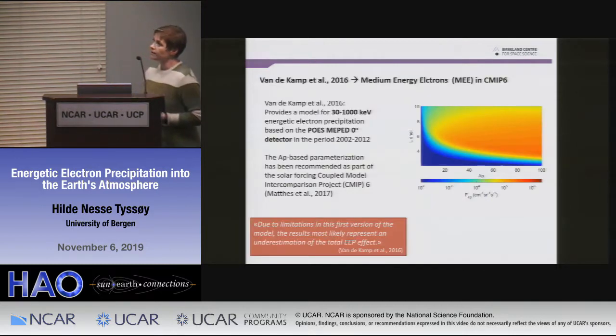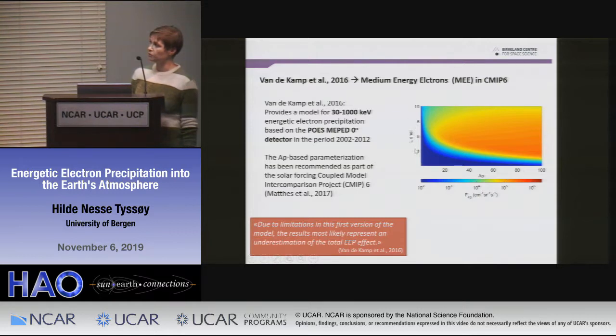But first, let's talk a little bit about this AP model that is recommended in the Coupled Model Intercomparison Project, and how it looks basically. It models electrons from 30 keV to 1 MeV. It is based on the polar orbiting satellite POES and the particle detector MEPED, the 0-degree detector. So basically the model is built up as a function of ALSHAL and AP.